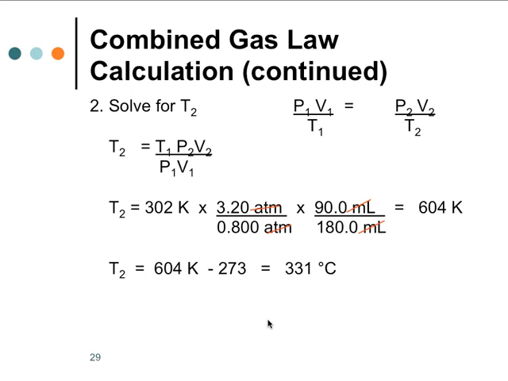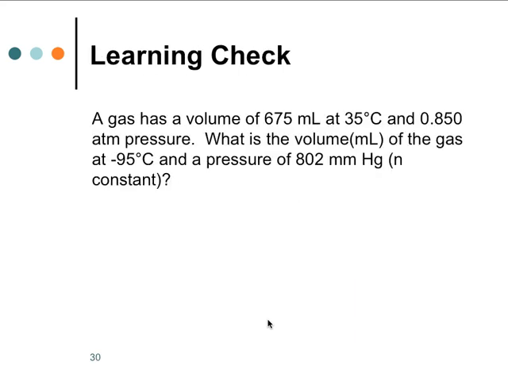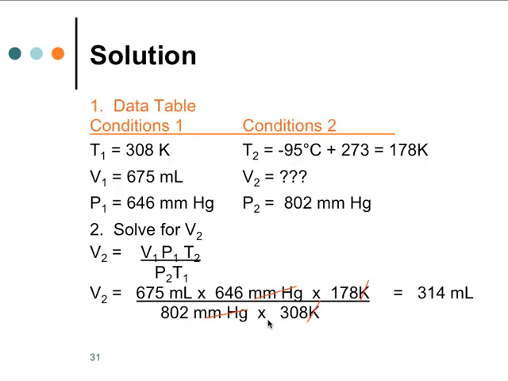Plugging in the numbers with the units, you should have gotten 604 Kelvin, which is 331 degrees Celsius. I'll have you look at one more problem. Pause the screencast, find the answer. The answer is 314 milliliters.